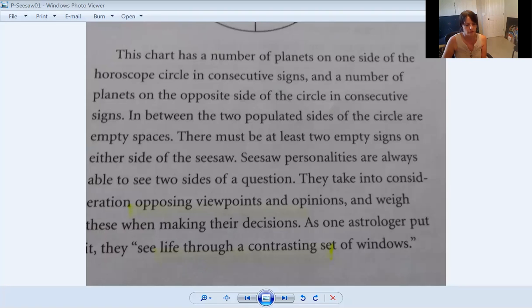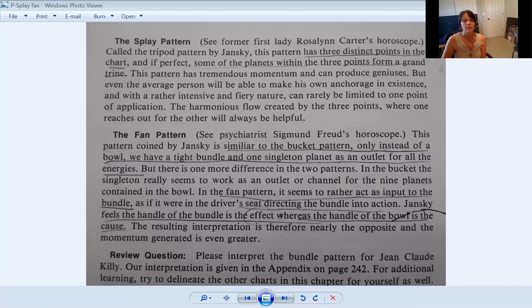All right, let's do the display pattern, and we'll read the fan too. It's just a different way of interpreting it. Okay, so the display pattern is when it's spread out. So called the tripod pattern, this pattern has 3 distinct points in the chart. And if perfect, some of the planets within the 3 points form a grand trine. So they would be trine, trine, trine.